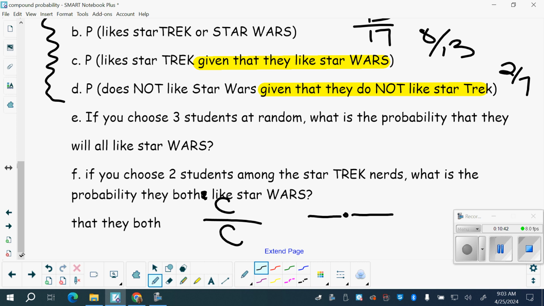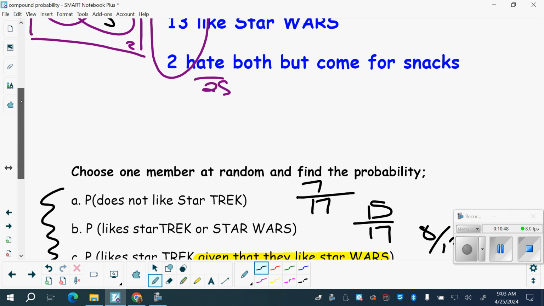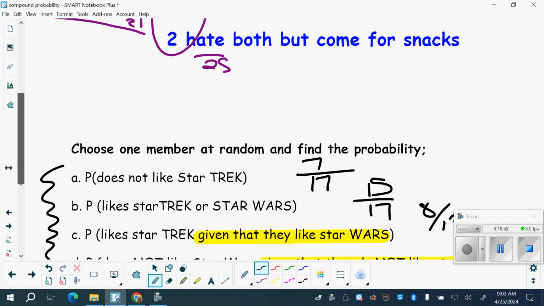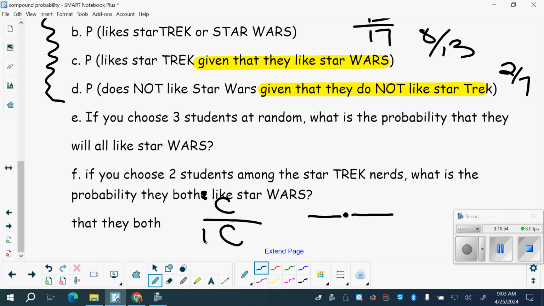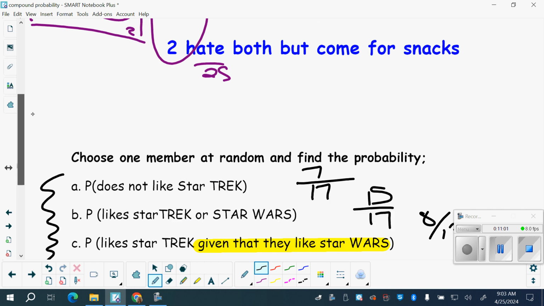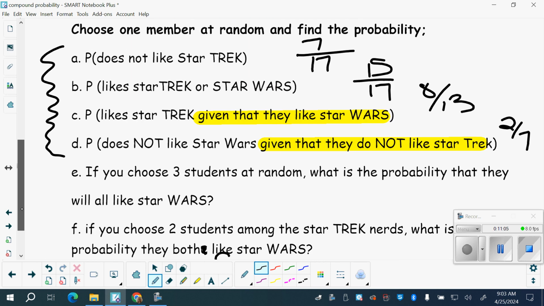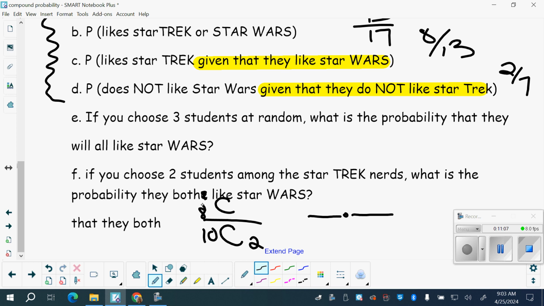Okay, so here we go. We're choosing among the Star Trek nerds. There are 10 of them, right? So here's what we're choosing from. We're choosing 10 and we're picking 2. And what is the probability that they like Star Wars? So I'm going to go to this guy and I'm going to say 8, pick 2. That's a little tricky. You're choosing 2 students?